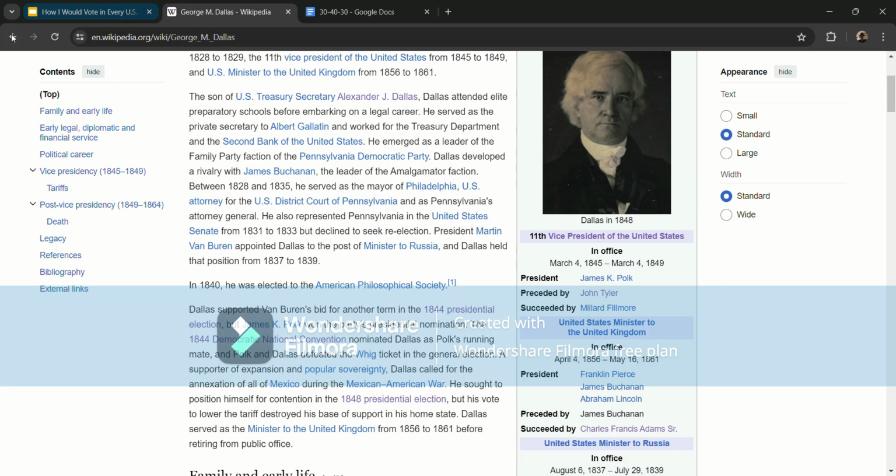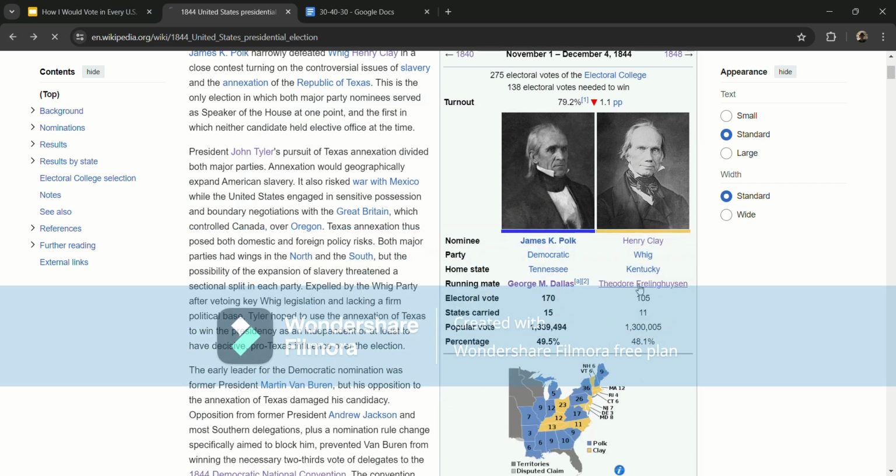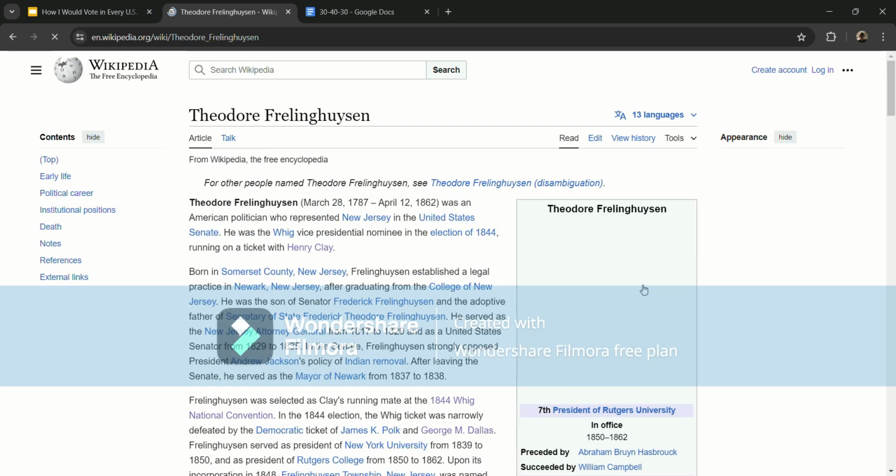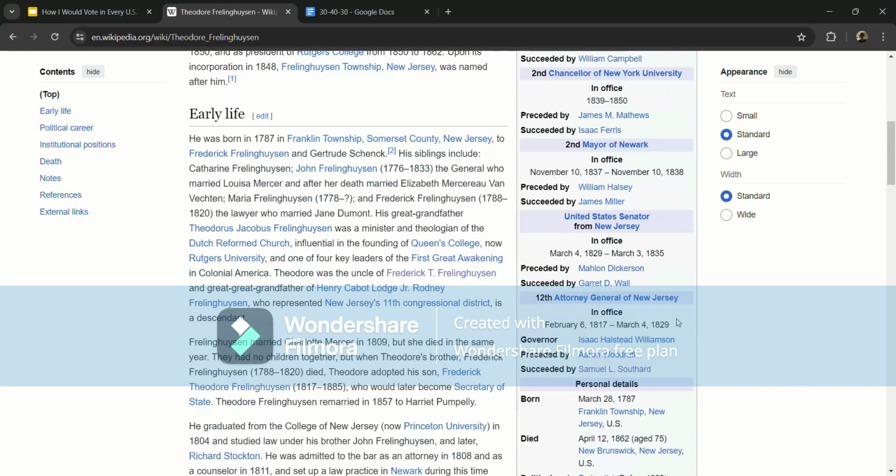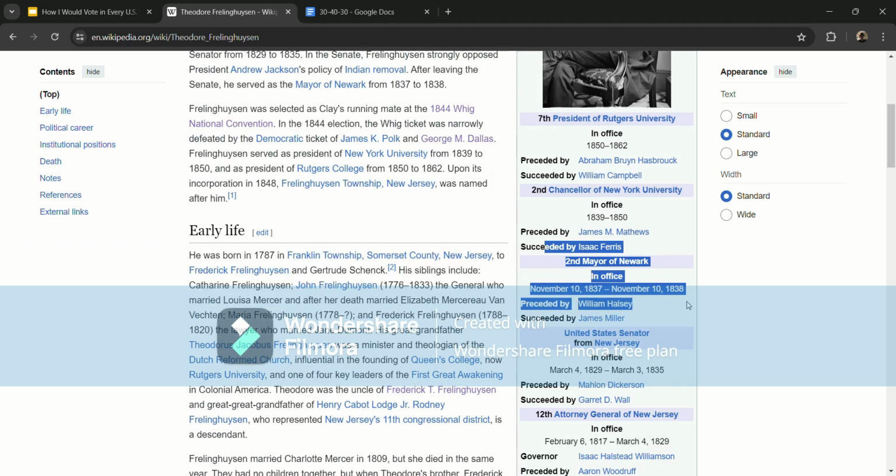Theodore Frelinghuysen, who was chosen to balance the ticket for Henry Clay, who was a Southerner, is from New Jersey, was a senator there for a little while, and also mayor of Newark, but has not been in political office, as you noticed, for 6 years.